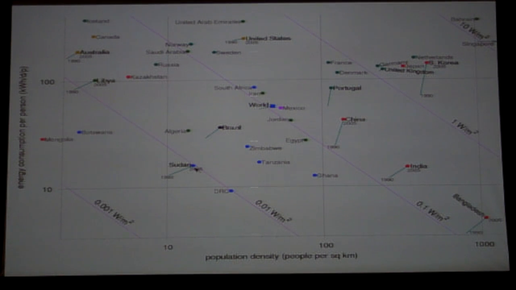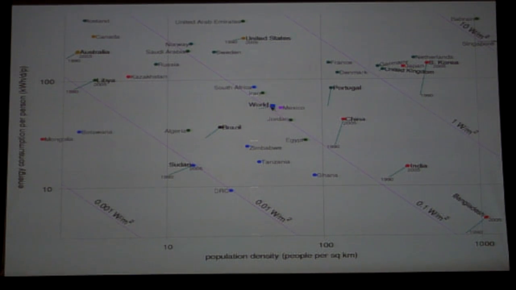Now, a nice thing about showing a logarithmic graph is if you take these two quantities, the energy consumption per person, and you multiply by the population density of the region, you get the power consumption per unit area of that region. And lines of constant power per unit area are straight lines on this diagram because we're using logarithmic scales. So this purple line here that connects Saudi Arabia, the world, Jordan, and Bangladesh in 1990, all of those countries have the same power per unit area. They all consume 0.1 watts per square metre.